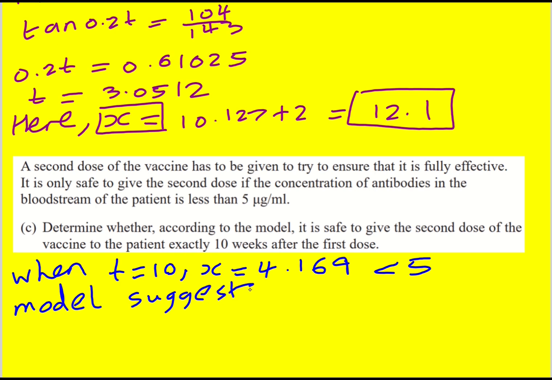The only thing I would be thinking about is, is it on the increase? I guess it says to give the dose when it's less than 5. It's just if it then increases above 5, is that still okay? But in fact, it doesn't increase above 5. It continues to decrease. You could put in t equals 10.5, 11, and you'll see that is happening. So yeah, the model suggests it is safe, and that is it. Well done.